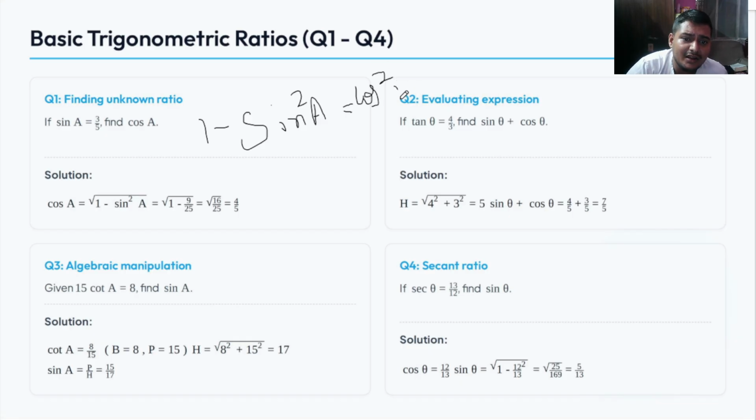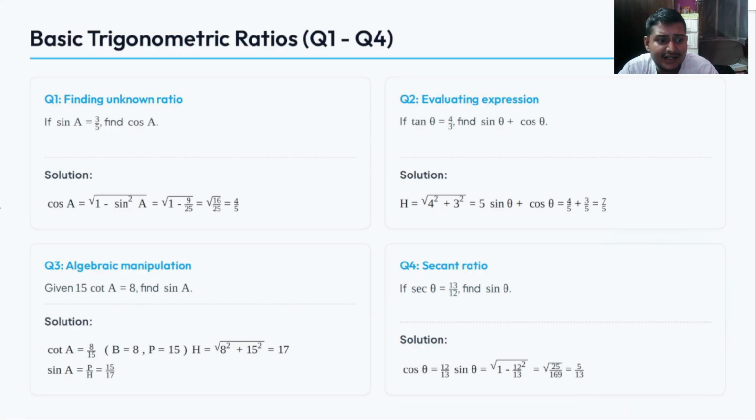Cos square A, we know this. If we are implementing directly, then cos A equals root over 1 minus sine square A. Putting the value of sine A as 3 by 5, so 3 square equals 9, 9 by 25. 1 minus 9 by 25, LCM is 25. 25 minus 9 equals 16. So root over 16 by 25, and cos A comes to be 4 by 5.